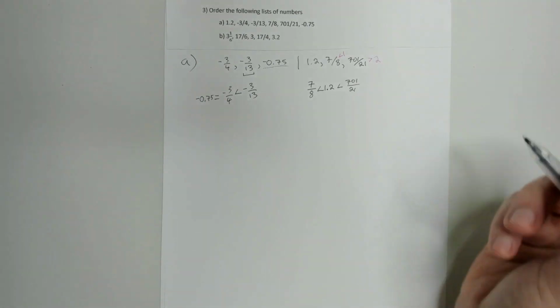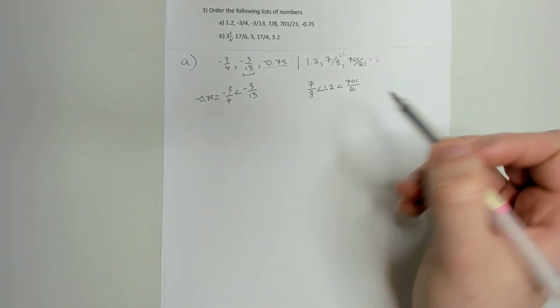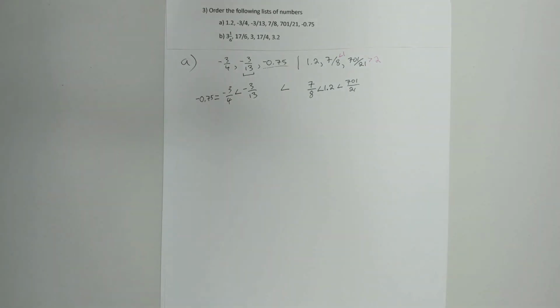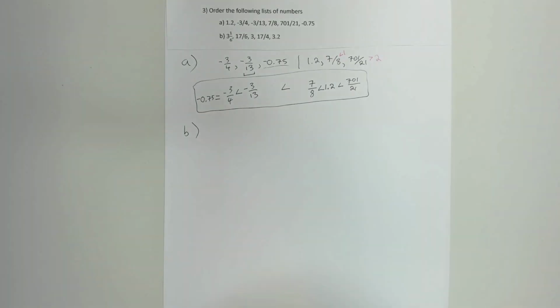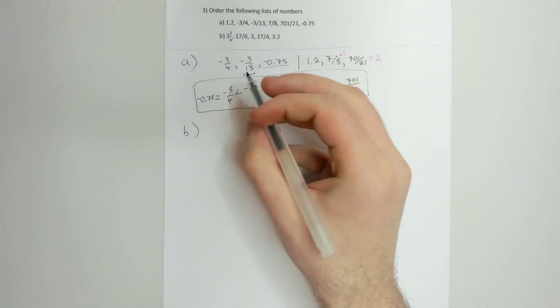So we have our ordering of the positives, and since negatives are always less than positives, we can put another inequality right there, and we have ordered our first list of numbers. The second list of numbers, we're not so lucky, with having some negatives and some positives, they're just all positives. So we're going to have to do a lot more comparing here.